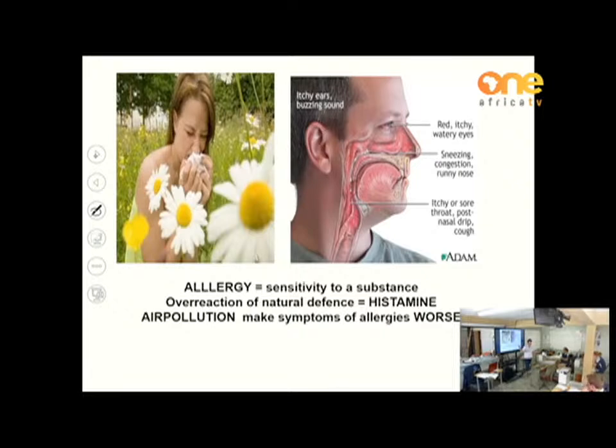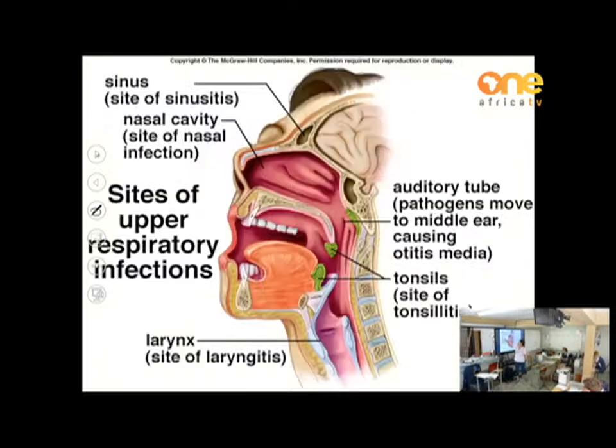So what do we drink when we have allergies? Antihistamines. And that is actually not taking away the allergy. Can you see that? It only counter-effects the working of the natural defense system. It's just taking the work of the histamine out of my system. The pollen, the things that I'm allergic to will stay there. So the allergy will not stop. Air pollution is something that makes the symptoms of allergies much worse due to all the chemicals that we find in the air.